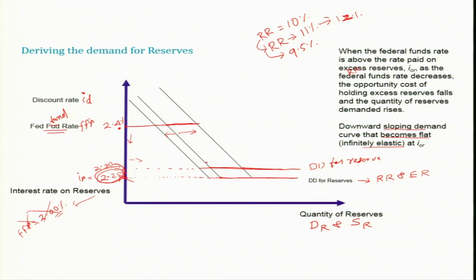Suppose this is the original central curve, then we can draw the horizontal part here when they are increasing the interest rate on reserve. Similarly, if they reduce it further, suppose to 2.20%, then we need to draw the diagram like this. Accordingly, it will be like this.